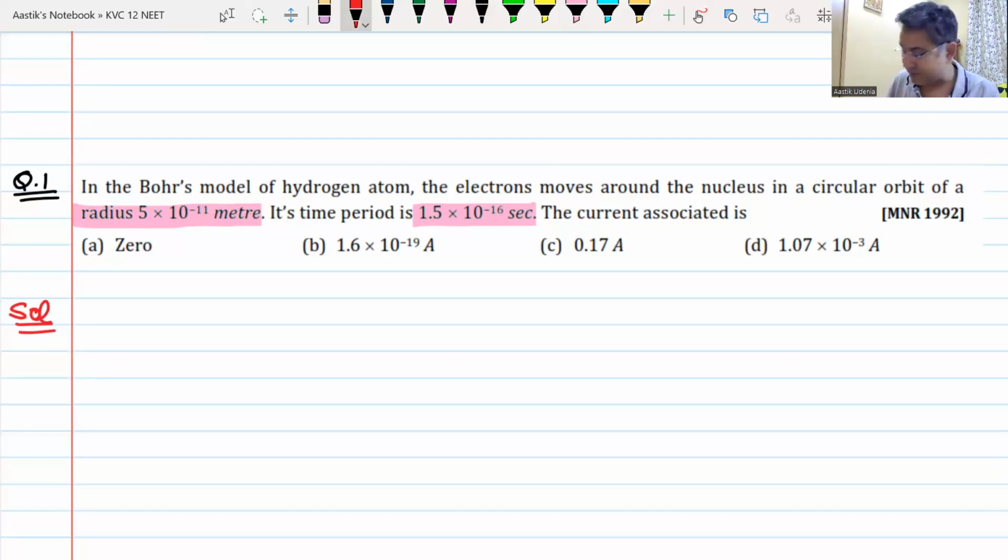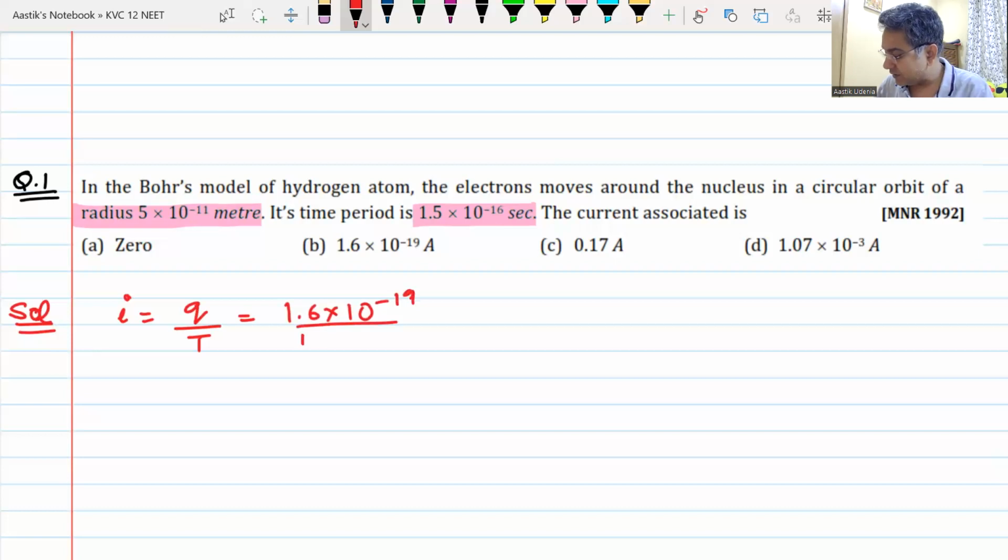I told you, if the time period is given, current is whatever charge is moving divided by the time period. The charge is nothing but the charge of an electron. They will not give you the charge of an electron. You must know it: 1.6 into 10 raised to the power minus 19 coulombs divided by the time period 1.5 into 10 raised to the power minus 16. Remember, this is NEET. You don't have to calculate it. Once you know that it is 1.6 into 10 raised to the power minus 19 divided by 1.5 into 10 raised to the power minus 16, you look at the options.